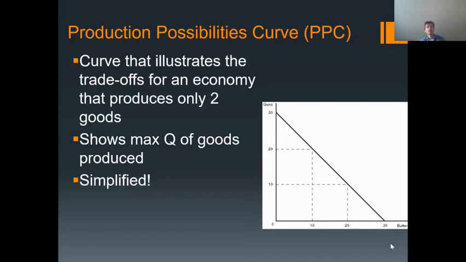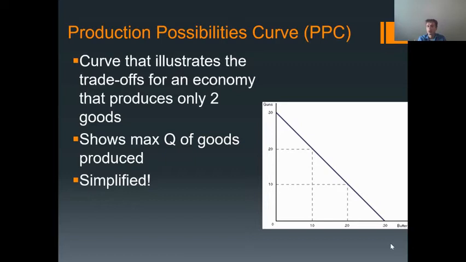If it goes the other way, a totally pacifist nation, then it spends all of its time making butter. So if it does that, you'd see it all the way on the x-axis. So it can make 30 units of butter. As you move along the curve, either down and to the right or up and to the left, you will see a trade-off as it makes different amounts of guns and butter.